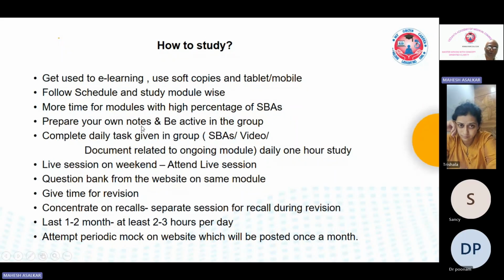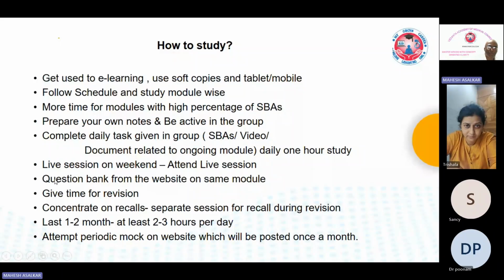Then prepare your own notes. Even if I am covering these concepts in our live session, you need to have your separate notebook in which you will be writing down your own notes. It will help you for final revision. Then complete the tasks which I'll give you. Then the live session on weekend, you need to attend all live sessions. By any chance, if you are not able to attend, then listen to the audio, because I will be giving you the link to that particular live session.